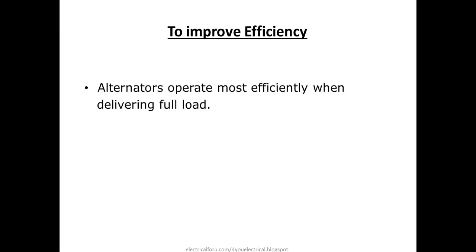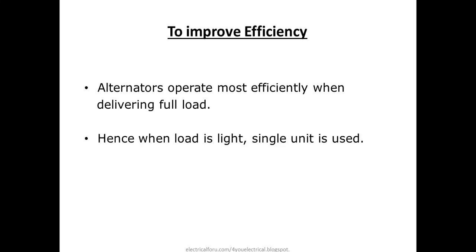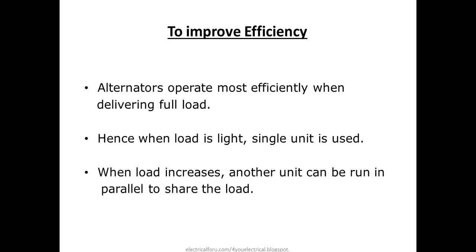Another thing is improving efficiency. The power plant efficiency will be low if we use a single generator set, so to improve the efficiency of the plant, we use parallel operation of the alternators. An alternator operates most efficiently when delivering full load, and voltage drop takes place otherwise. To avoid that, we use another alternator in parallel. If the load is light, a single unit is used. If the load increases, another unit can be run in parallel to share the load.